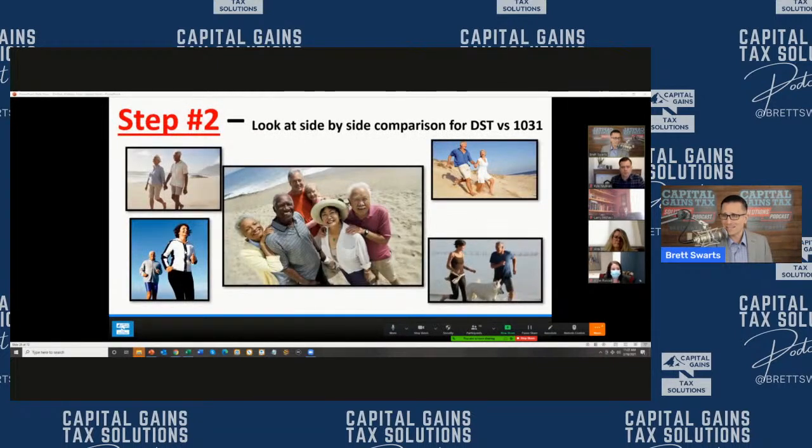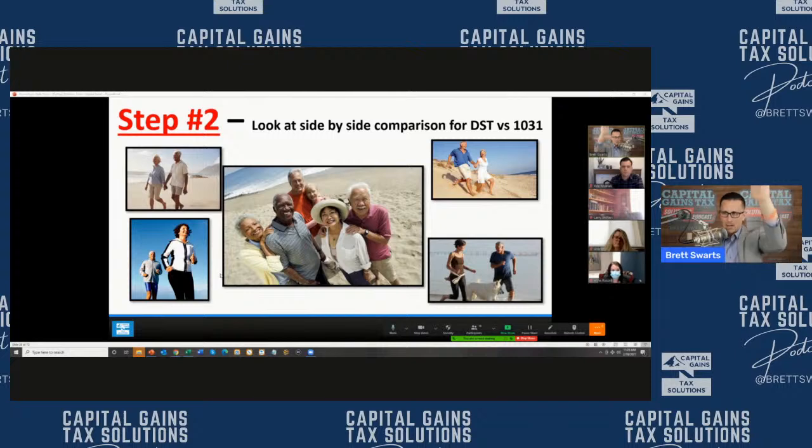Step number 2 is look at a side-by-side comparison for the tools, the DST versus the 1031. By the way, for the deal we just did in Colorado Springs, this was a very common thing. In fact, they had a 0 basis. They were in their 70s and they were looking at the DST for the very first time. We were able to sell, defer all of the tax at close of escrow, and move it all into the trust. They saved and deferred about $1.8 million of tax, but they also moved about $2 million outside of their taxable estate, which we'll touch on in a minute.